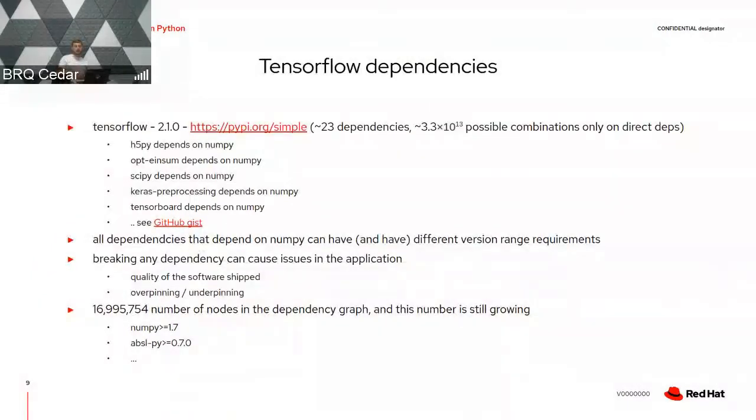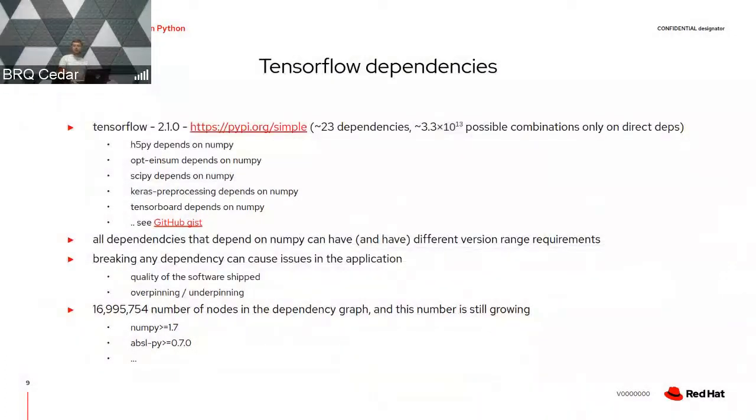And if you take a look at direct dependencies of TensorFlow, we can construct something like 3 multiplied by 10 to the power of 13 possible combinations of packages in different versions that can be installed. Of course, this number varies based on the actual resolution process. And if you include also transitive dependencies, then things get more complicated.